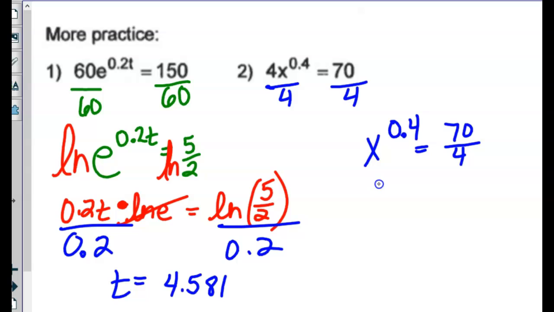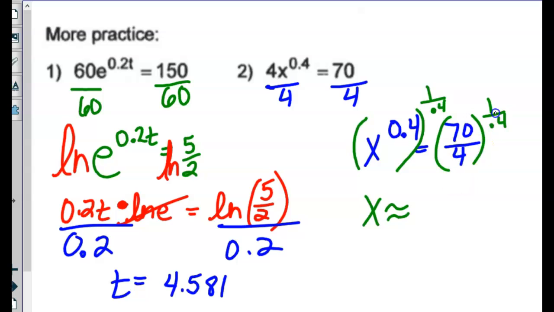Reciprocal, yeah. So what is the power we would need to do, Haley? 1 over. Yeah. I don't know what that is. I'm not going to worry about it. I'm just going to type it on my calculator. 4.4 is really 4/10 or 2/5. So the reciprocal power is 5/2, 2.5, but I don't care. I'm just typing it in.